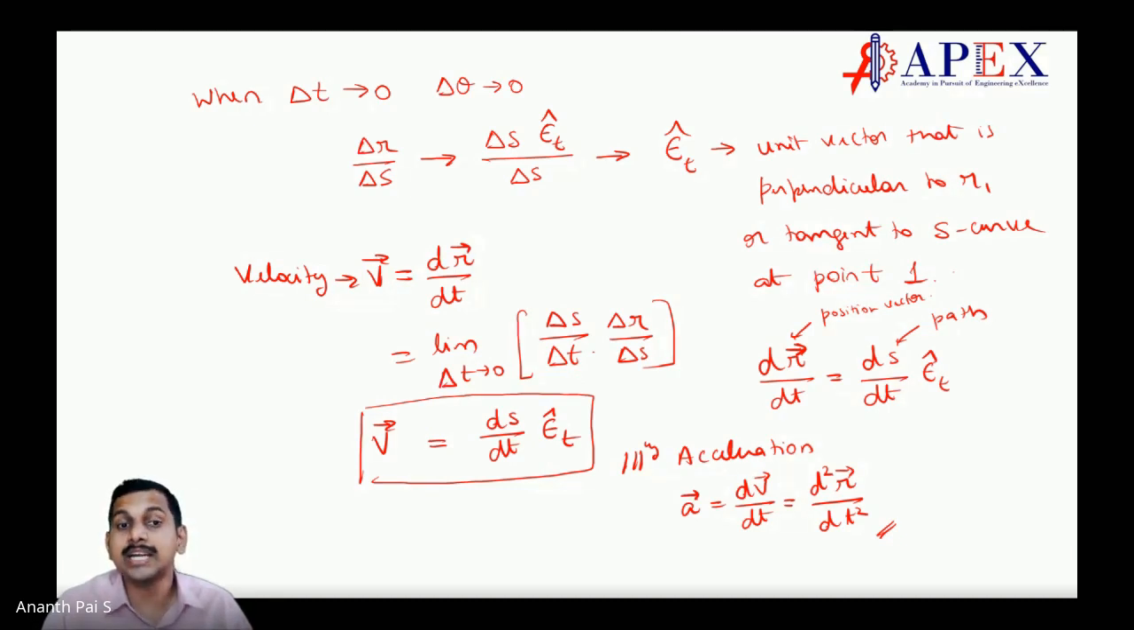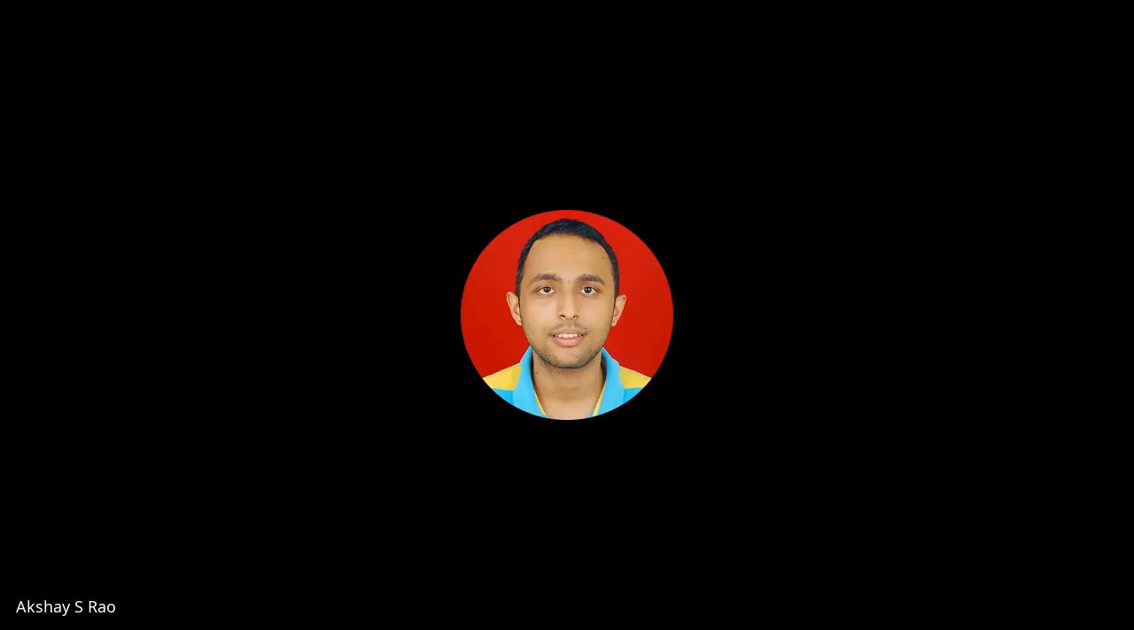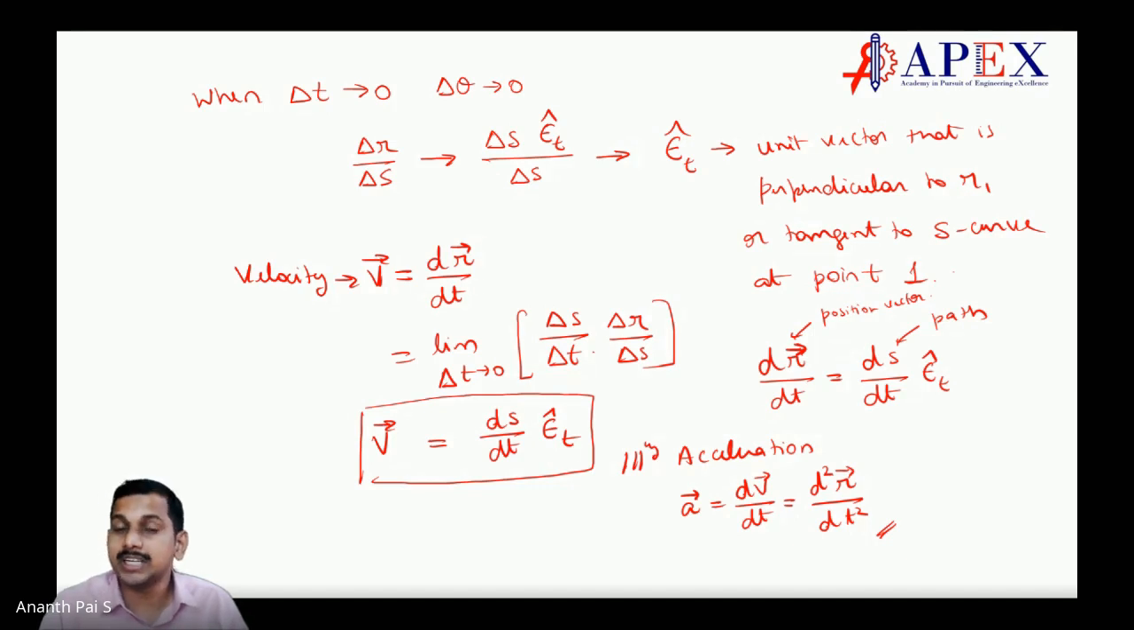When delta t tends to 0 only then. The condition is delta t tends to 0 only then. Do not take it as a rule. When delta t tends to 0 only then this has to be there, only then this is true, otherwise no. Okay.